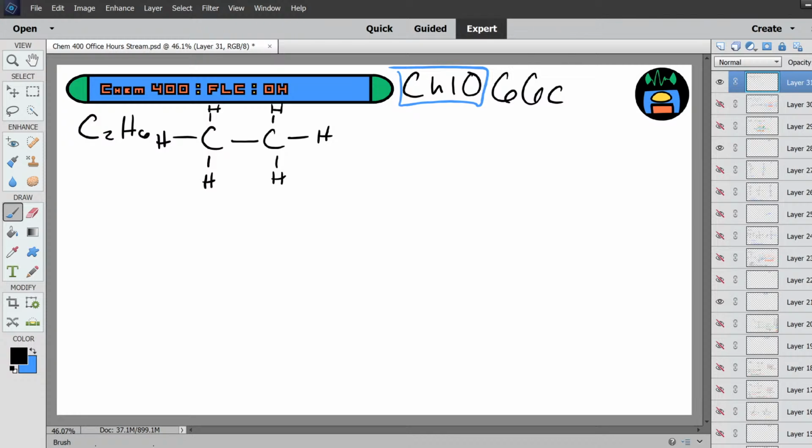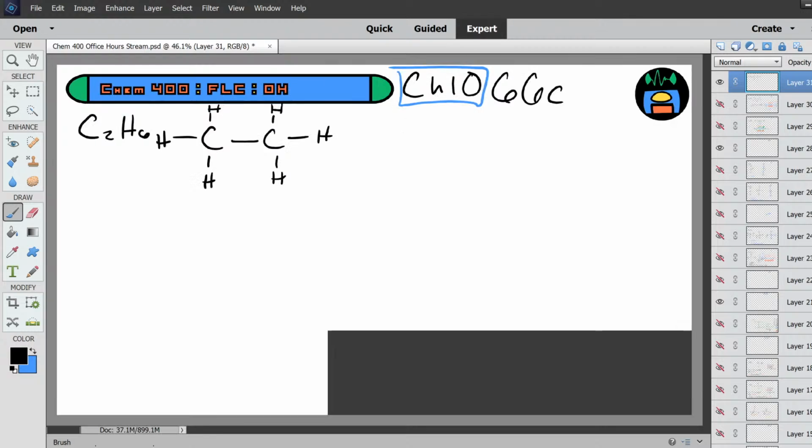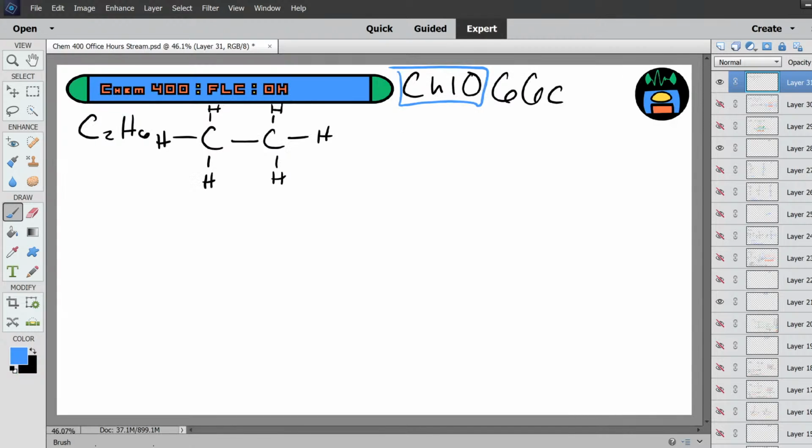Now, when you look at the hybridization of each carbon, they have 4 atoms attached, which means that each carbon is sp3 hybridized. All right.